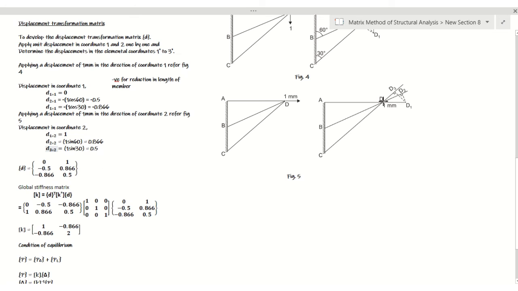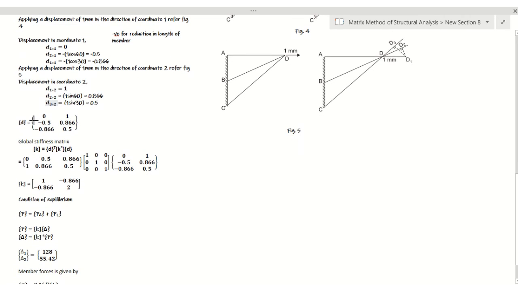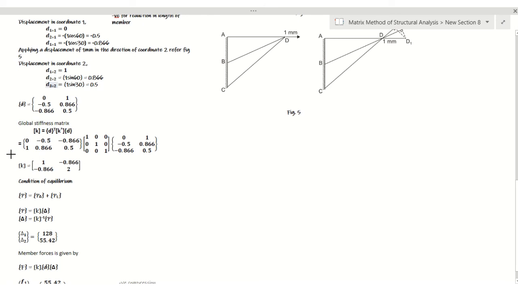Coming to the third elemental coordinate, which is along member CD, I'll calculate this D3. That will tell me the displacement in the third elemental coordinate, along member CD. It will be 1 into sine 30, which comes out as 0.5. So these are the elements of the second column. The D matrix can now be written by taking these values. Once we have this displacement transformation matrix, the global stiffness matrix can be determined by the relation D transpose K star into D. So this is what I get here, the global stiffness matrix.